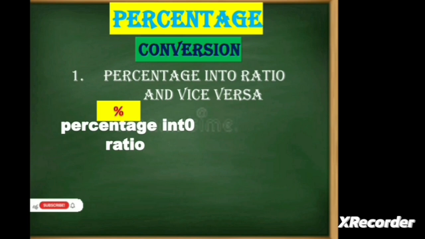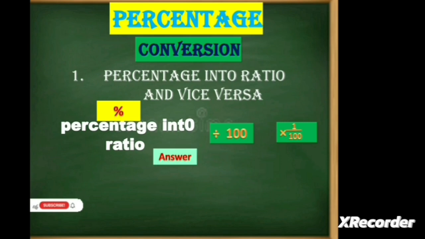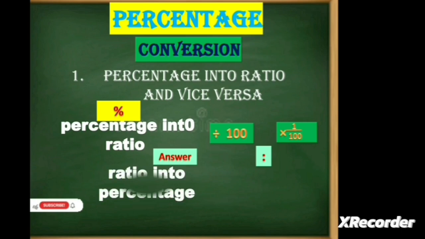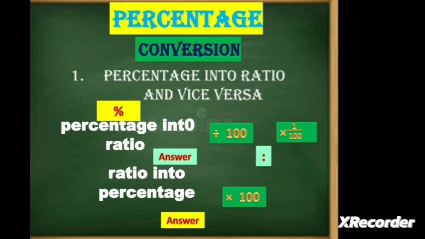When the question has the symbol sign, you will divide by 100 or multiply by 1 upon 100, and whatever answer you will get, you will write it in a ratio form, that is is-to form. And while converting ratio into percentage, we will multiply by 100, and whatever answer we will get, we will write it in a percentage form.